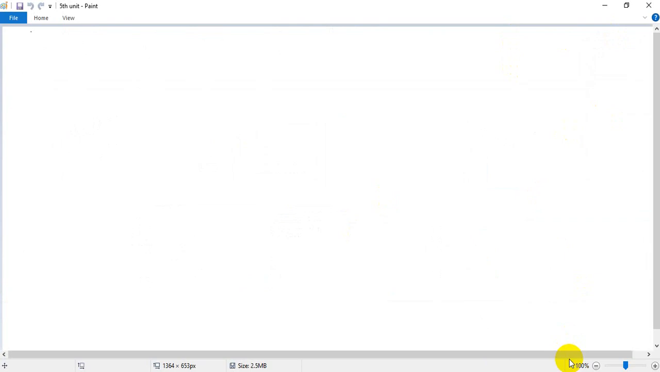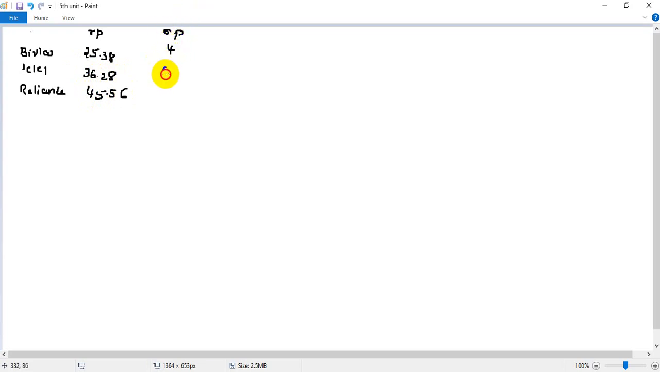I'll write down the entire information as such. Birla, ICICI and Reliance are the three companies. Return on portfolio has been given for all of them: 25.38, 36.28, 45.56. Standard deviation of P has been given as 4, 6.86, 4.31.